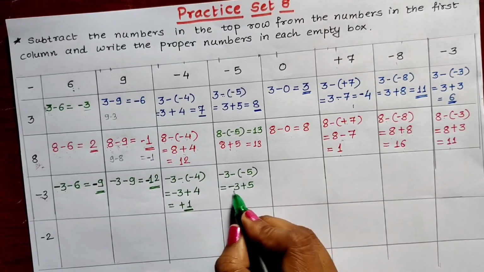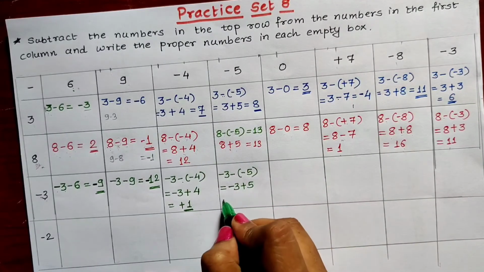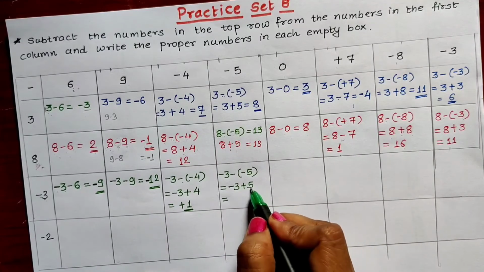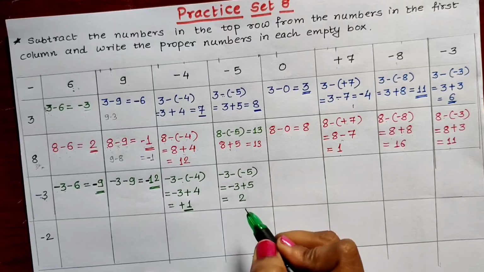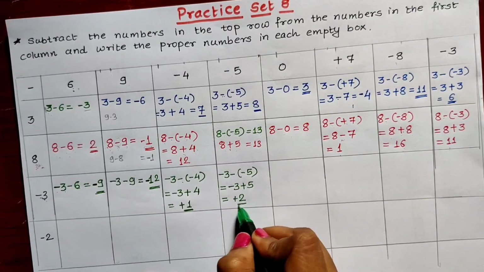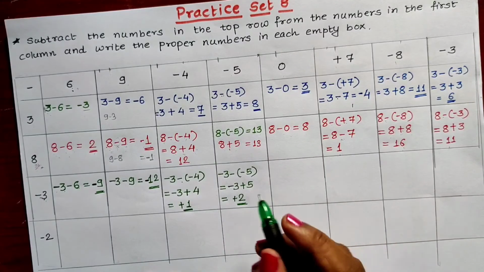One number is having minus sign, another number is having plus sign. So different sign, that means subtract the smaller number from the bigger one. 5 minus 3, answer is 2. And the answer will have the sign of the bigger number, that means plus sign. If you don't put the sign also, it is okay.